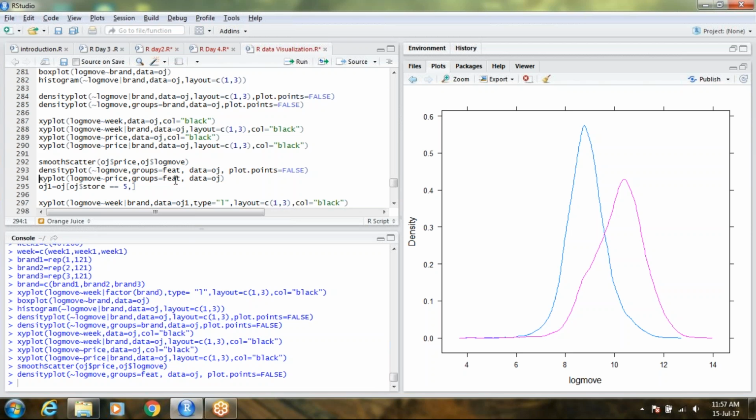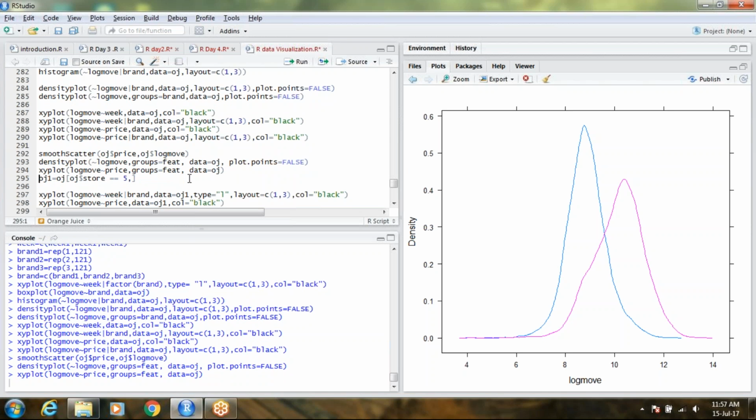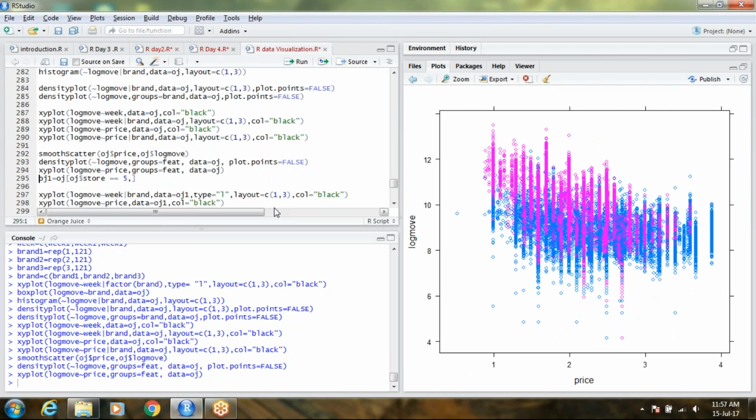A density plot of log move based on the features that we have. It has been grouped by features, and now an XY plot of price, and then group, and it has been grouped by the features.